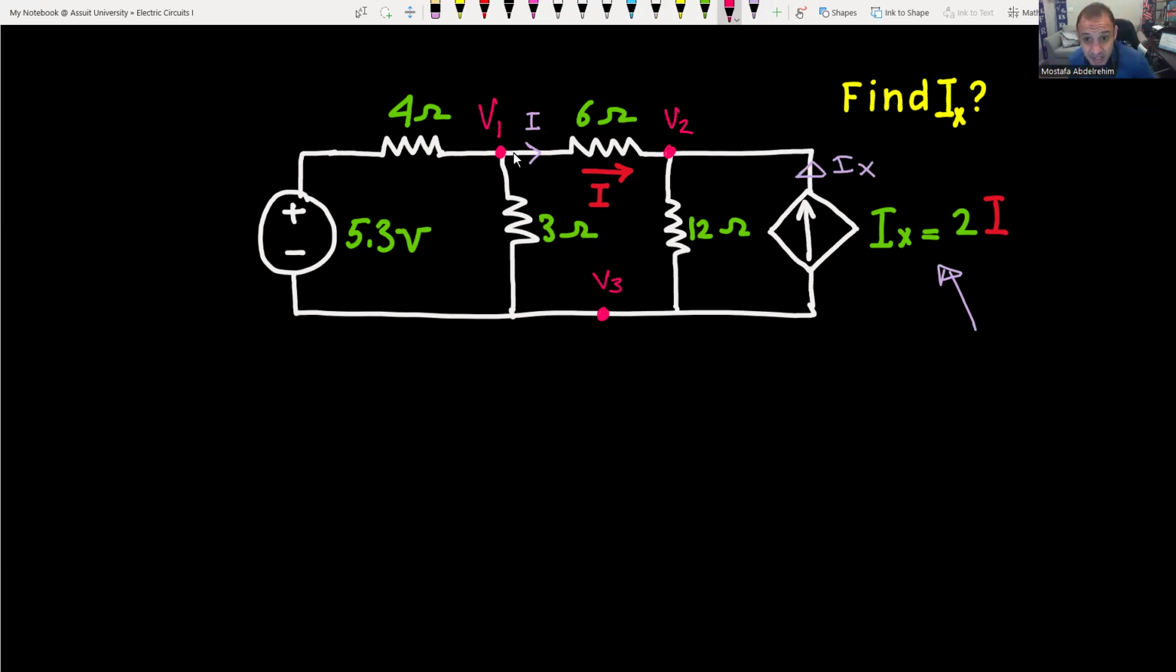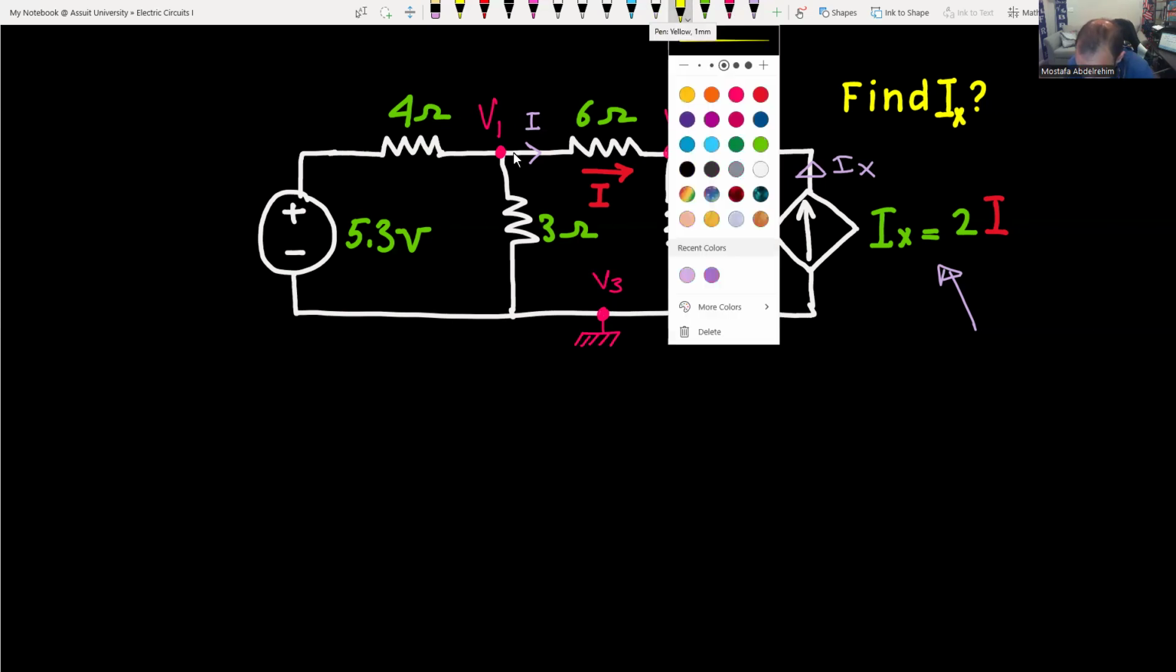The second step is to assign one of these nodes as ground. We can do this for V1, for V2, or for V3. Usually people choose the bottom node to be the ground. There is no rule, so whatever you like. For example, I'm going to choose V3 as ground and we're going to get the solution. Try the same using V1, for example, and you should get exactly the same solution.